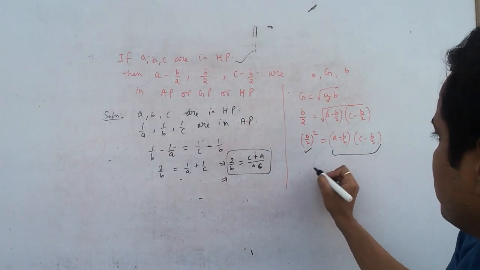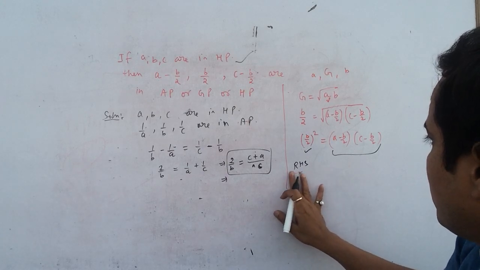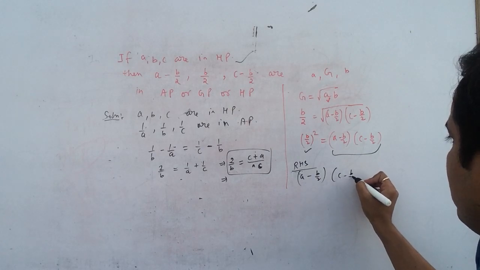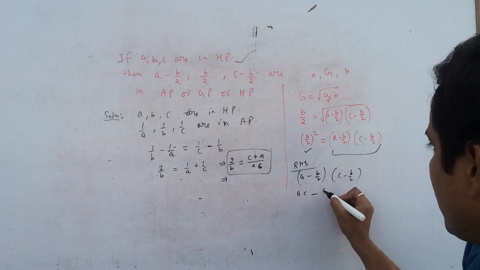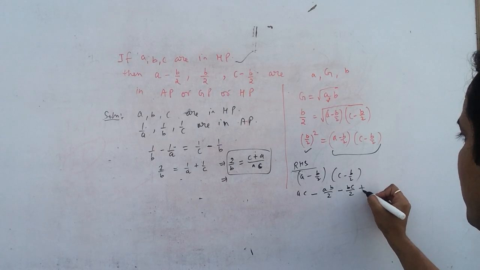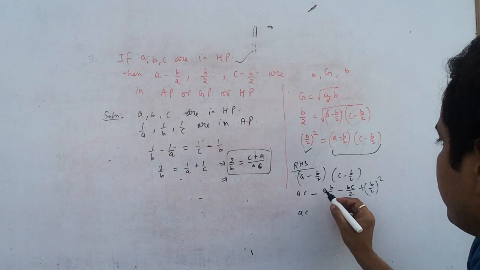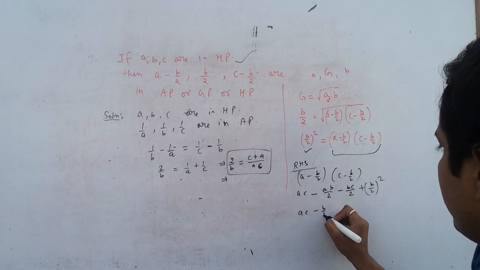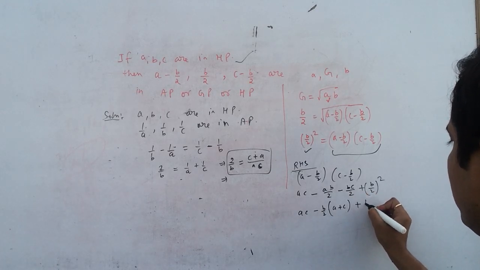So how would you check it? First find the product on the right hand side. A minus b by 2 times c minus b by 2 gives AC minus AB by 2 minus BC upon 2 plus b by 2 whole square. We are getting something. Can you take b by 2 common? Yes, so you get AC minus b by 2 times A plus C, plus b by 2 whole square.